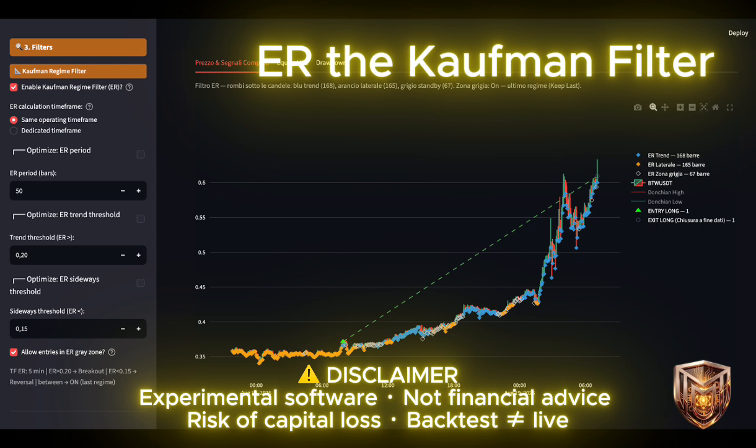As always, experimental software, not financial advice. Capital loss is a real risk. Backtest and live aren't the same thing.